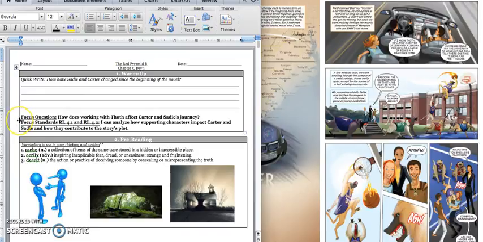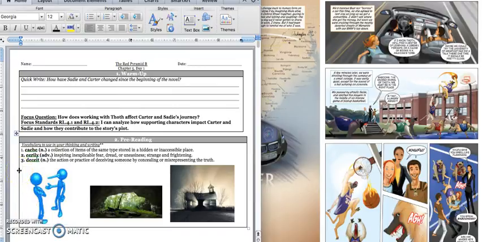The focus question for today is, how does working with Thoth affect Carter and Sadie's journey? We want to be able to explain how supporting characters like Thoth contribute to the plot of the story.